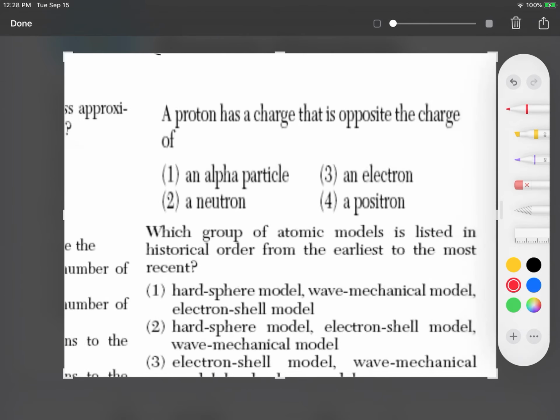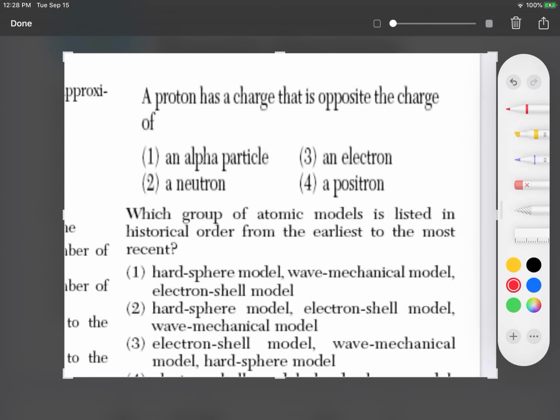Okay, let's look at the top right question here. A proton, remember, if you look on the table O, is positive 1 charge. It has a charge that is opposite the charge of? That's right, electron, which is negative 1, so it's choice 3.